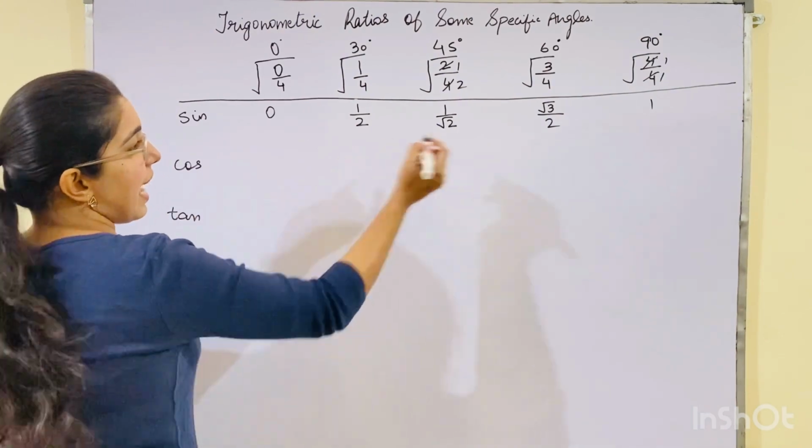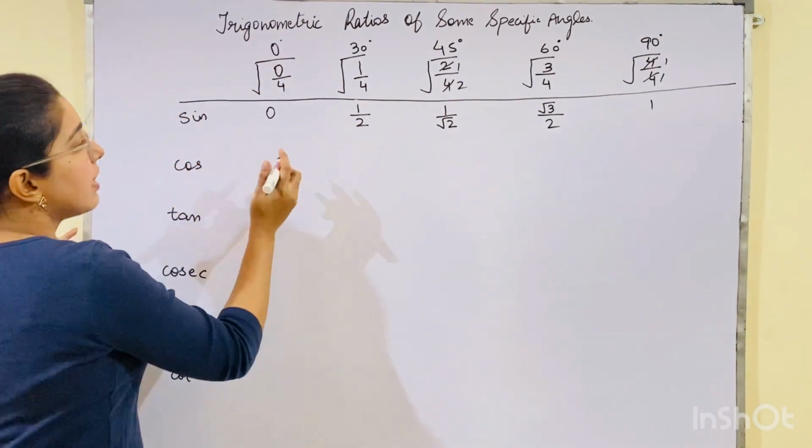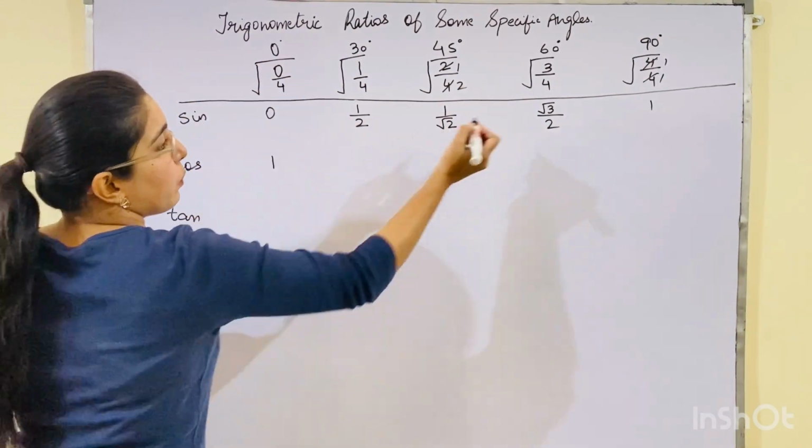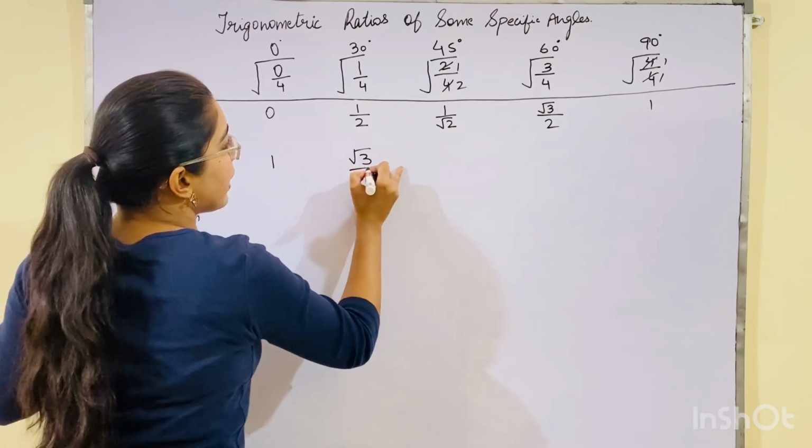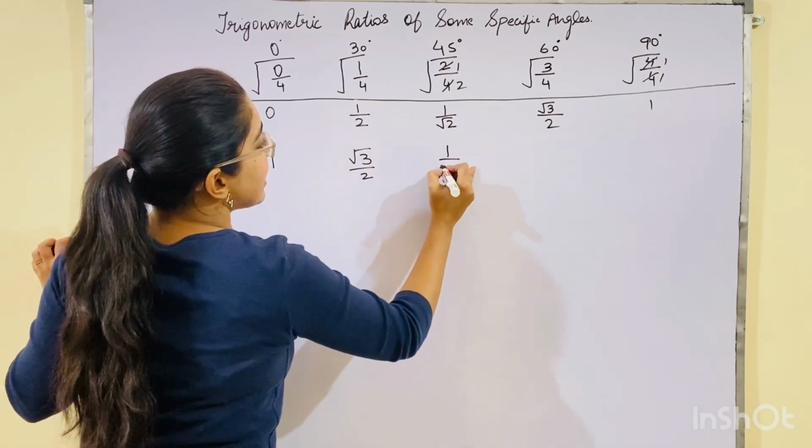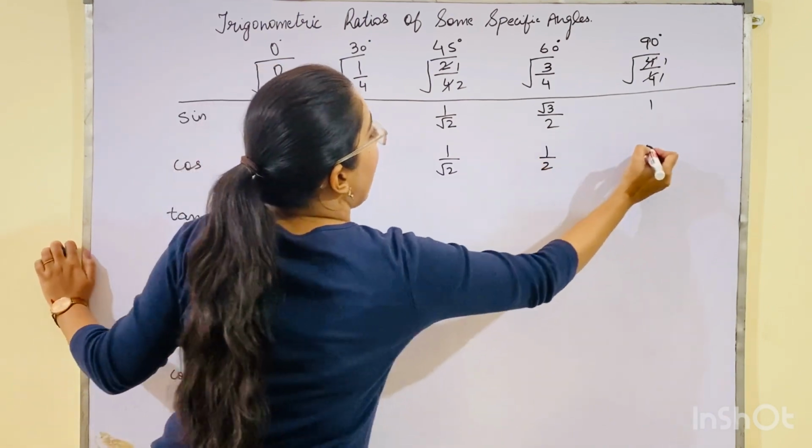Now cos is as it is. You have to write it in the reverse order. So here we write 1. Here goes root 3 by 2. This will remain as it is. 1 by 2 and 0.